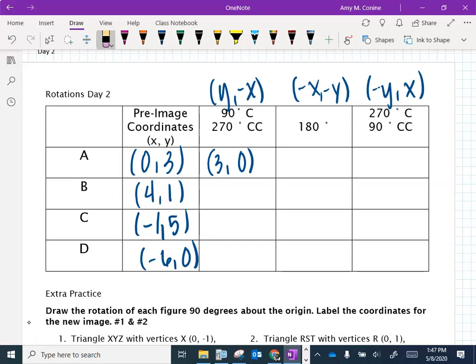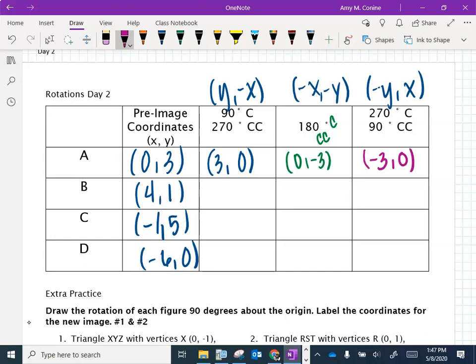Then our second one, 180-degree rotation, which can be clockwise or counterclockwise because it's the same thing, is just opposite X, opposite Y. So 0 is just 0, and then opposite 3. Then the last one is 270 clockwise, or 90 degrees counterclockwise, which is opposite Y and then X. So opposite Y means that we have a -3, and then we move our X value.